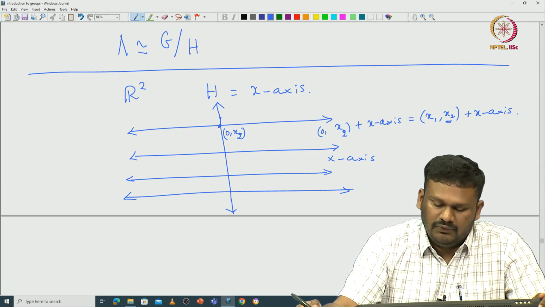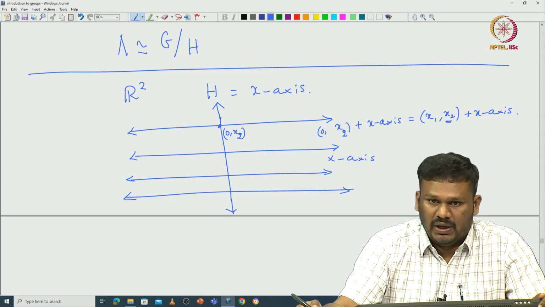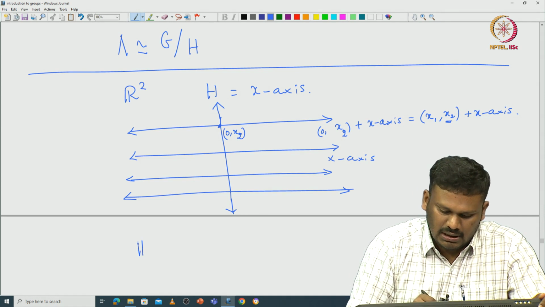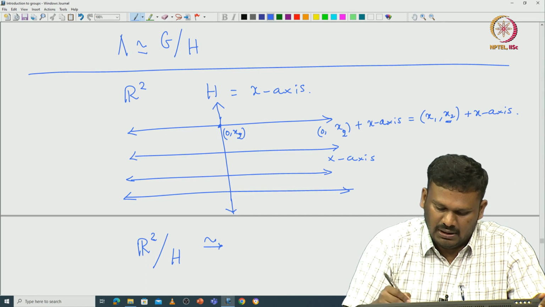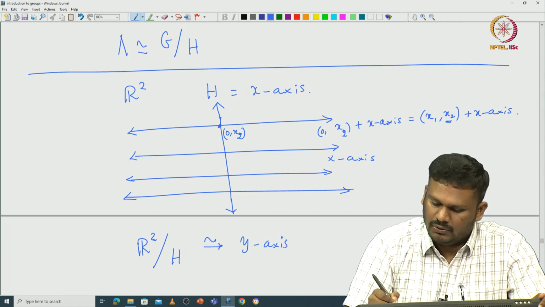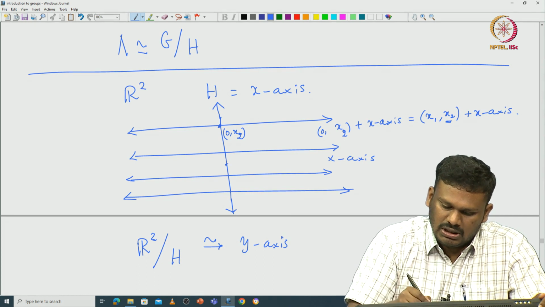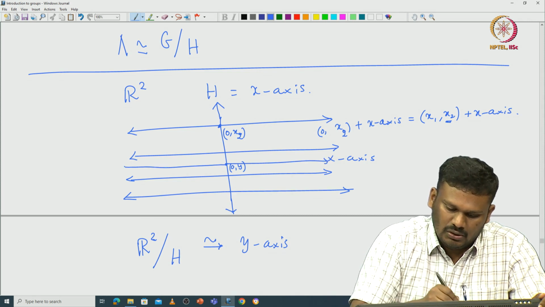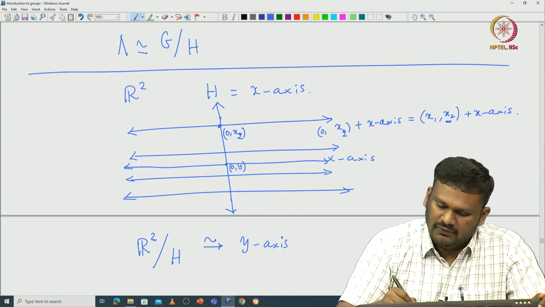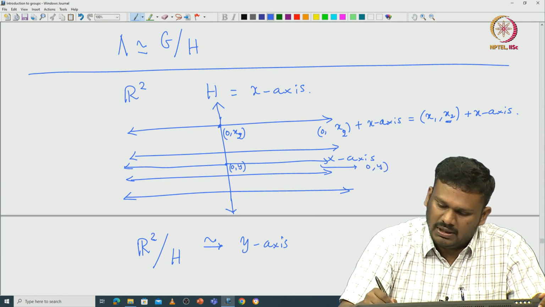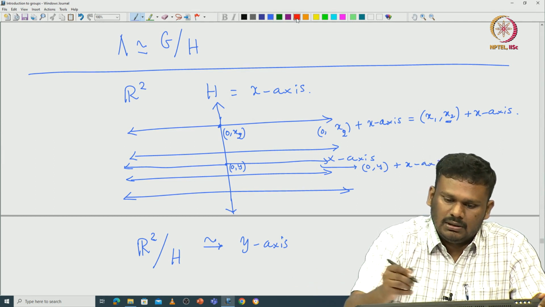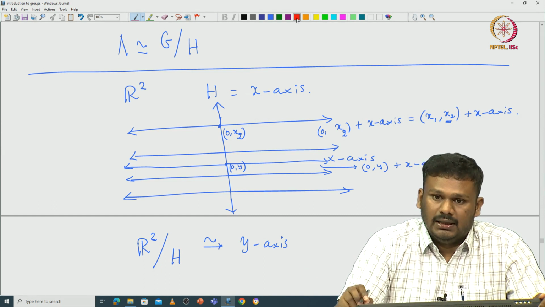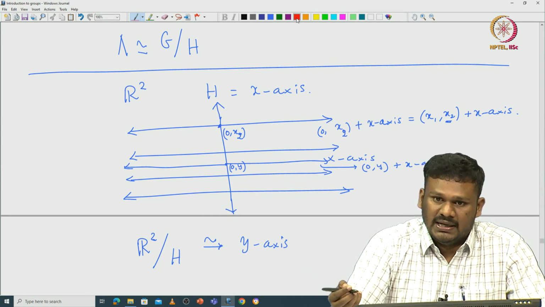But if you think about it, this x2 varies along the y axis. So if I take R2 modulo H, then there is a natural bijective correspondence between this and the y axis. Each element (0, y) defines a line parallel to the x axis, and that is given by (0, y) plus the x axis. So you can take any line parallel to the y axis, and that will give you an indexing set.